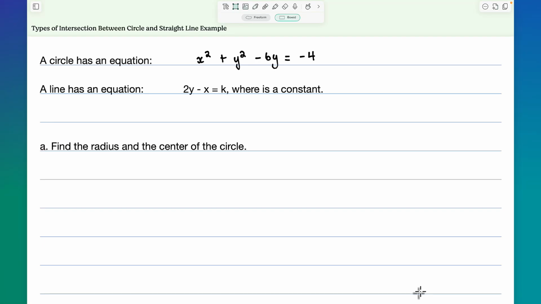In this video, we're going to be working on an example, and this example is a little bit closer to what you might expect to see in your exam. We're working on a problem that has to do with the intersection between a circle and a line. So let's just jump straight into it.